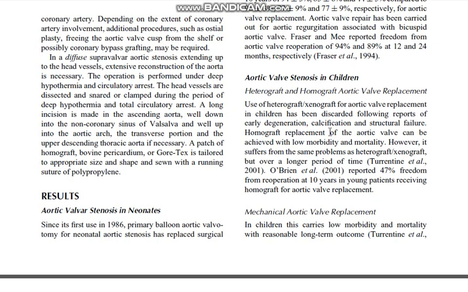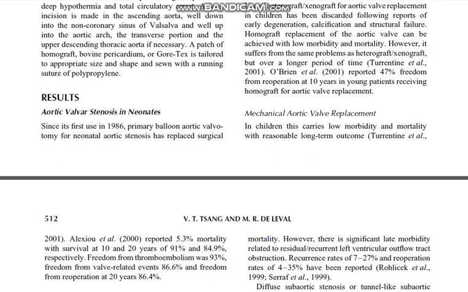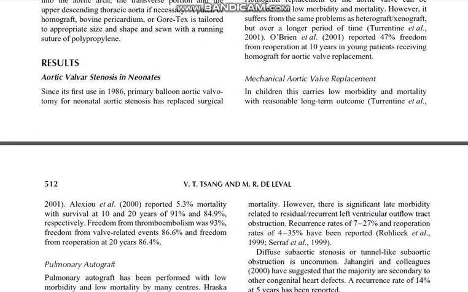Use of heterograft xenograft for aortic valve replacement in children has been discarded following reports of early degeneration, calcification, and structural failure. Homograft replacement of the aortic valve can be achieved with low morbidity and mortality. However, it suffers from the same problems as heterograft and xenograft, but over a long period of time. O'Brien reported 47% freedom from reoperation at 10 years in young patients receiving homograft for aortic valve replacement.